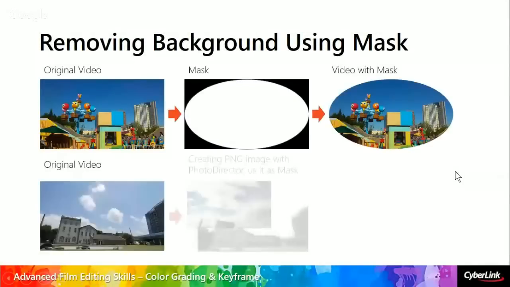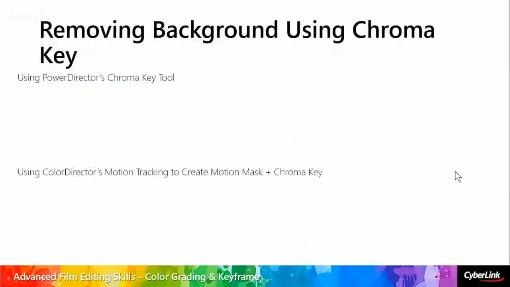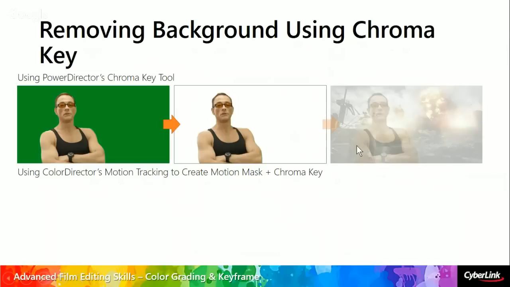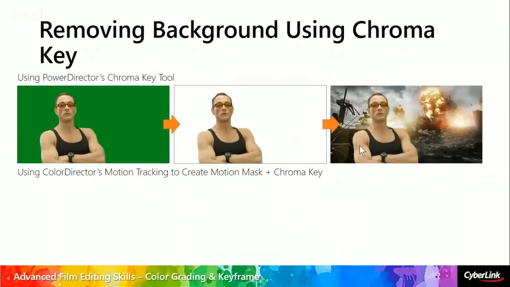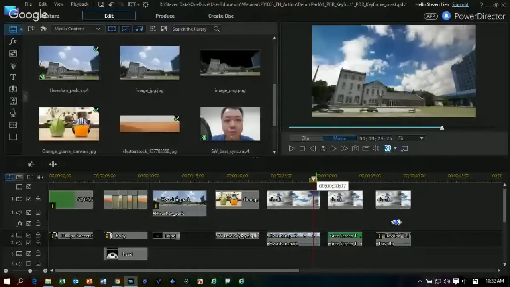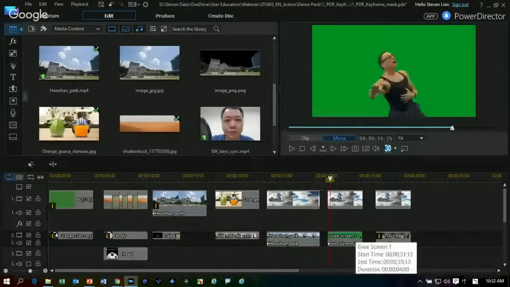Then next, we'll go to the introduction of how to use Chroma Key. Chroma Key is a tool that you can use to remove the background of a video you shoot in front of a green screen. So for example, this is footage of Jean-Claude Van Damme, and we remove the green part and overlay him on a background image. And how to do this? It's actually very simple. This is the footage shot in front of a green screen.